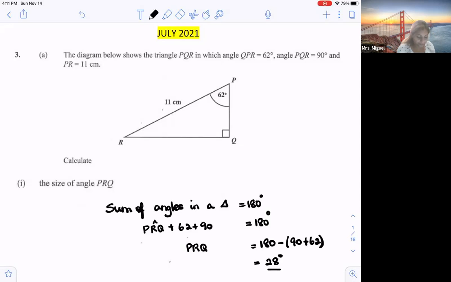Any questions so far? Do you all understand how I get 28 degrees?